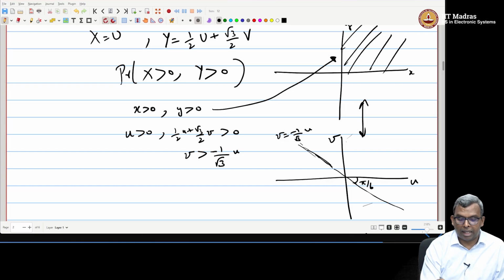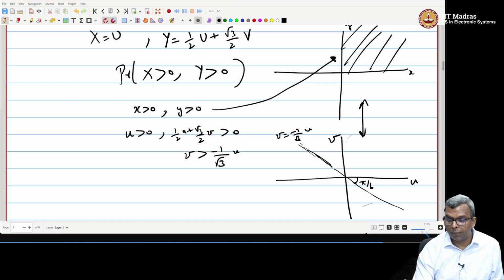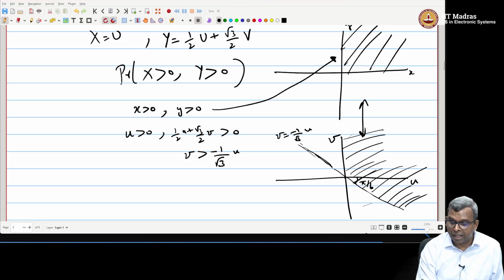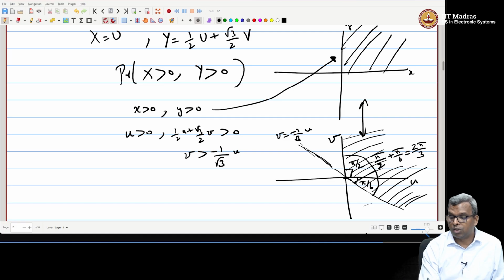So, now if you want to look at the area, X greater than 0, Y greater than 0 is U greater than 0. So, it's everything on the right hand side, but then V greater than minus 1 by root 3 U, which means everything on the right hand side of this line. Okay. So, the actual area here is this area, isn't it? Now, this area is like an angle, no? This is 90 degrees, pi by 2, and this is pi by 6. So, the total angle here is pi by 2 plus pi by 6, which is, you can do the calculation here, 3 pi by 6 plus pi by 6, so 4 pi by 6 or 2 pi by 3. Okay. So, that is the overall angle here.